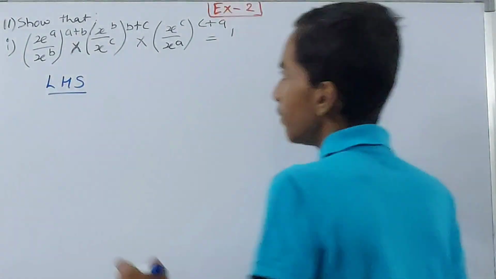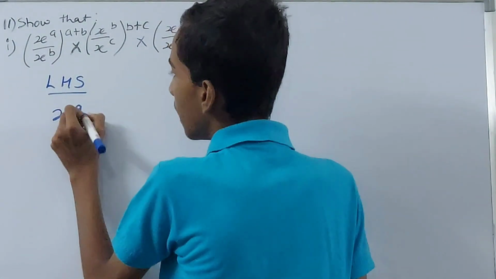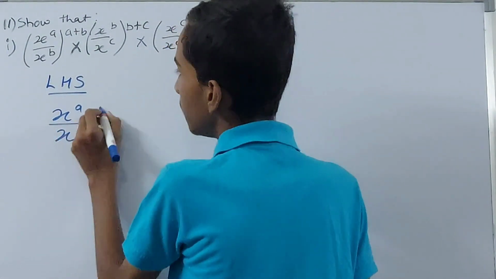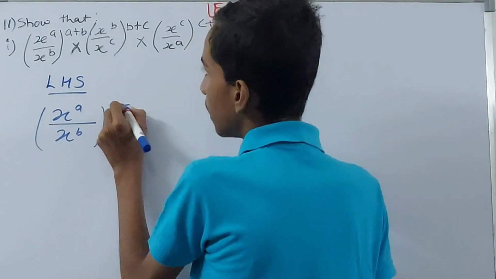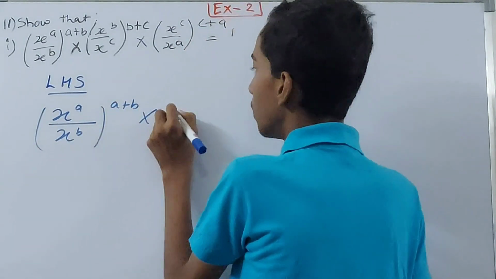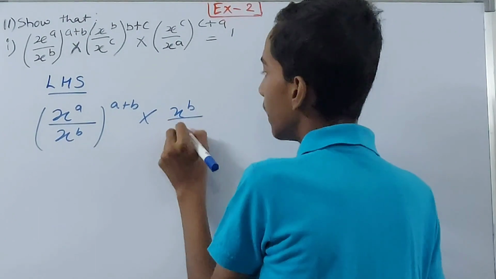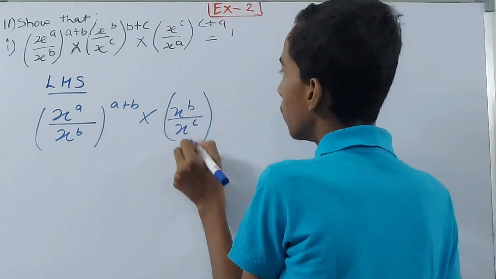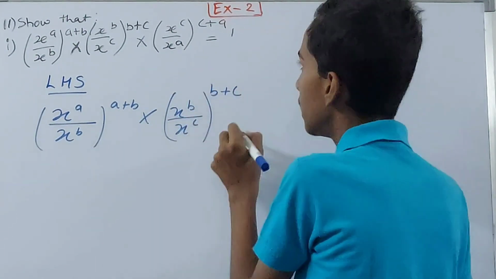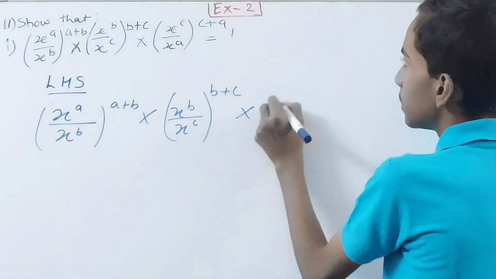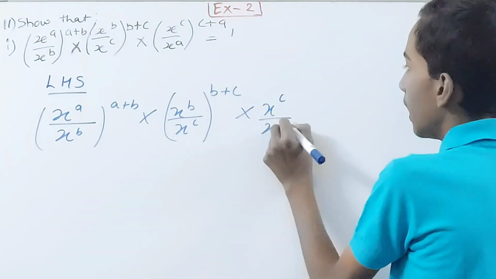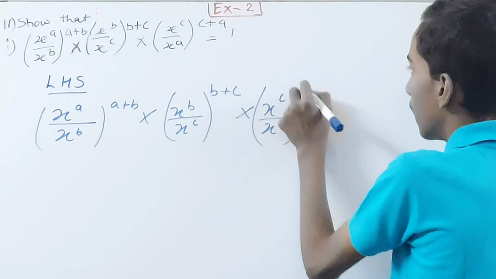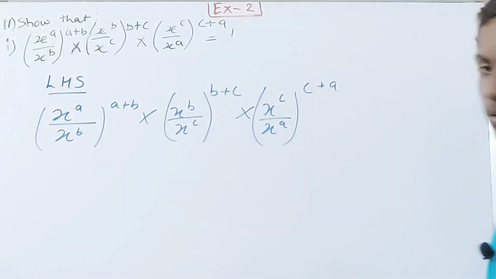So see here, we have x to power a upon x to power b, whole raised to the power a plus b, into x to power b upon x to power c, whole raised to the power b plus c, into x to power c upon x to power a, whole raised to power c plus a. This is what we have.